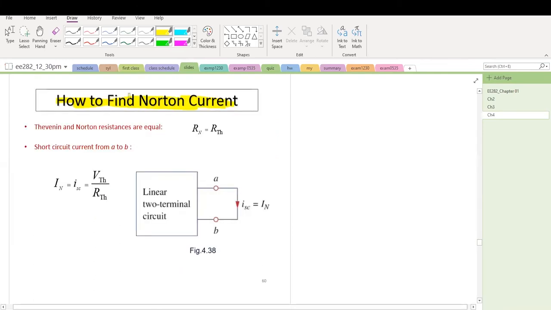How do we obtain the parameters for the Norton theorem? First of all, the Norton resistance is the same as the Thevenin resistance. Rn equals RTH. And the short circuit current equals VTH divided by RTH. So if we obtain the open terminal voltage, and we know RTH already, we can take the ratio. That's the short circuit current for the Norton theorem.